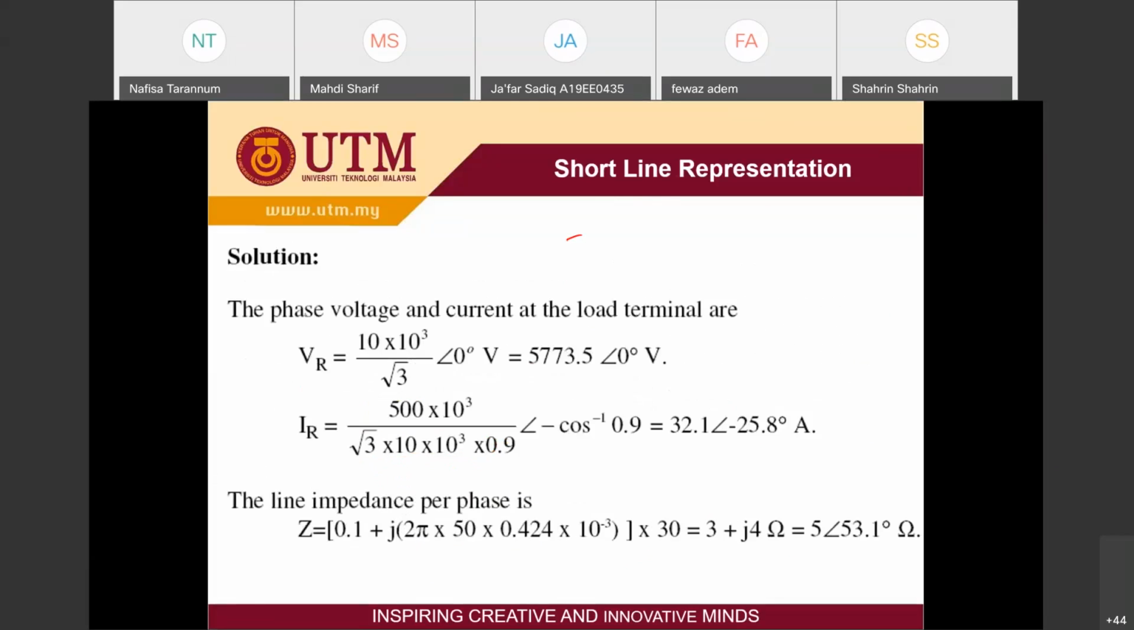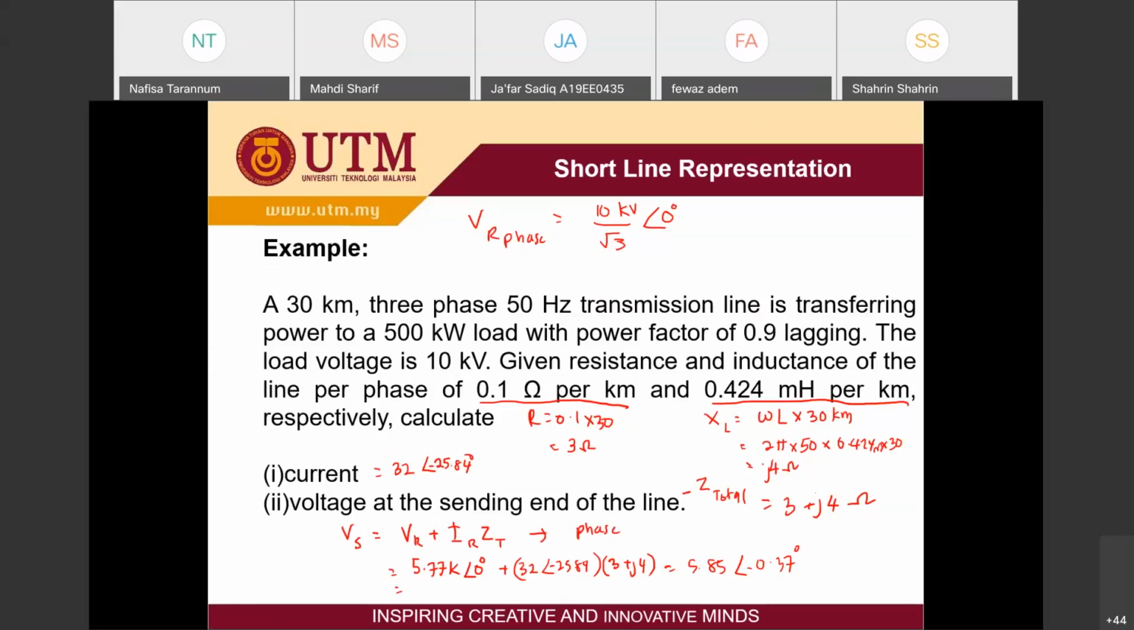Something is wrong. Let me redo it: 32 angle negative 25.84 multiplied by 3 plus 4i, plus 5.77. Okay, I got 5.91 K with an angle of 0.7.